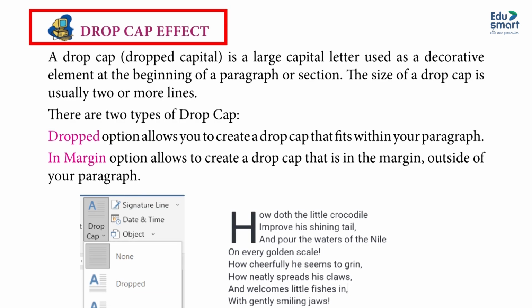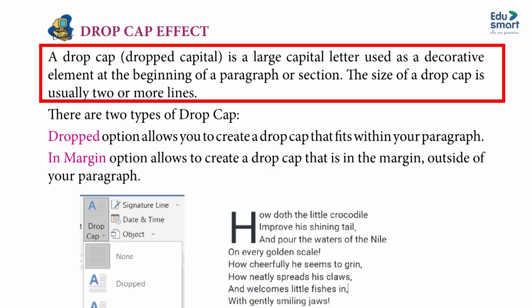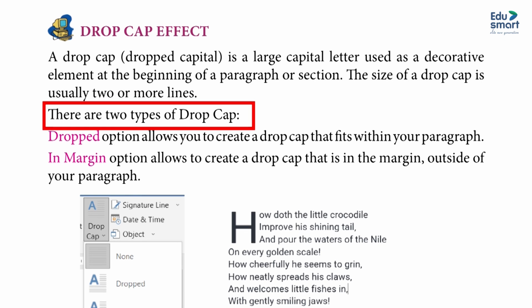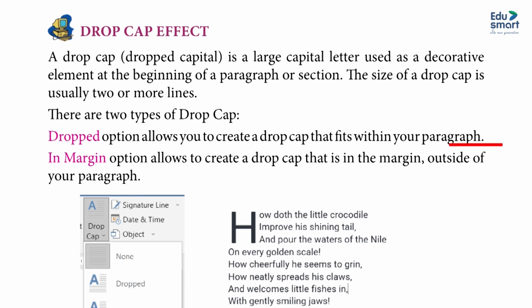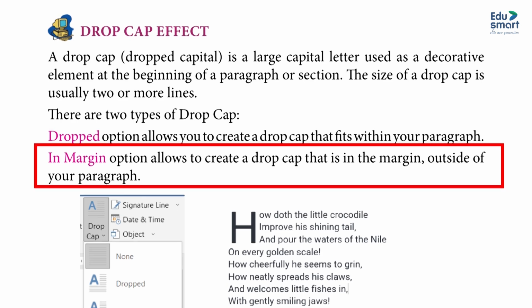Drop cap effect. A dropped cap, dropped capital, is a large capital letter used as a decorative element at the beginning of a paragraph or section. The size of a drop cap is usually 2 or more lines. There are 2 types of drop cap. Dropped option allows you to create a drop cap that fits within your paragraph. In margin option allows you to create a drop cap that is in the margin outside of your paragraph.